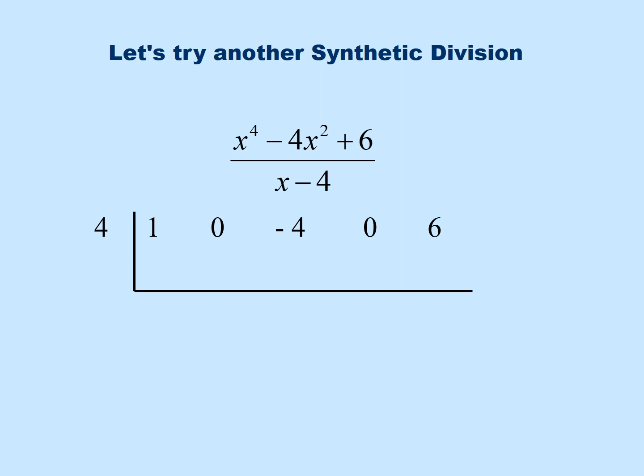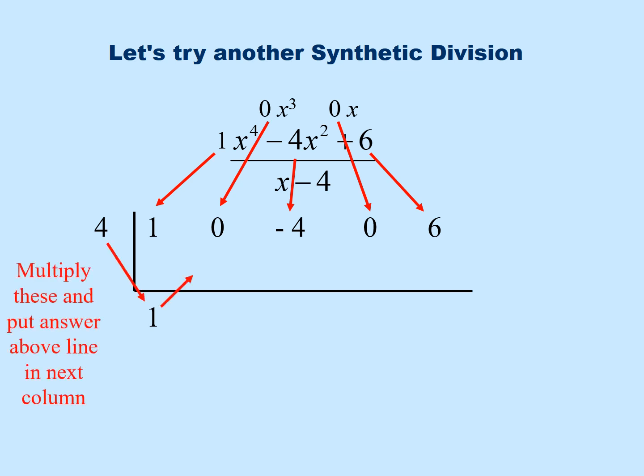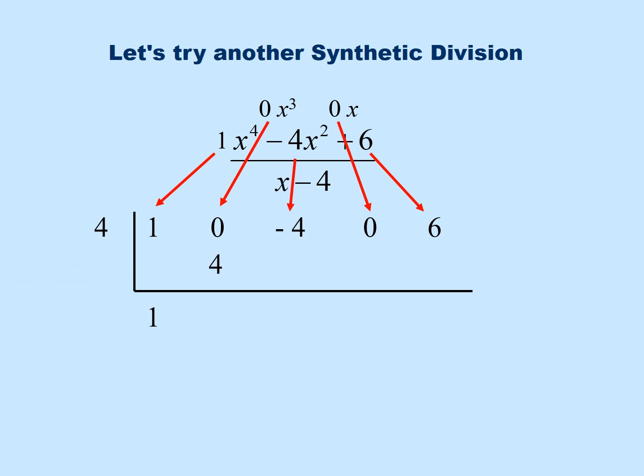Okay, so we bring down the first coefficient, which is 1. All right, we bring it down and we multiply it with 4 on the side. So 1 times 4 is 4. And then we add 0 plus 4. Then that's going to be 4.